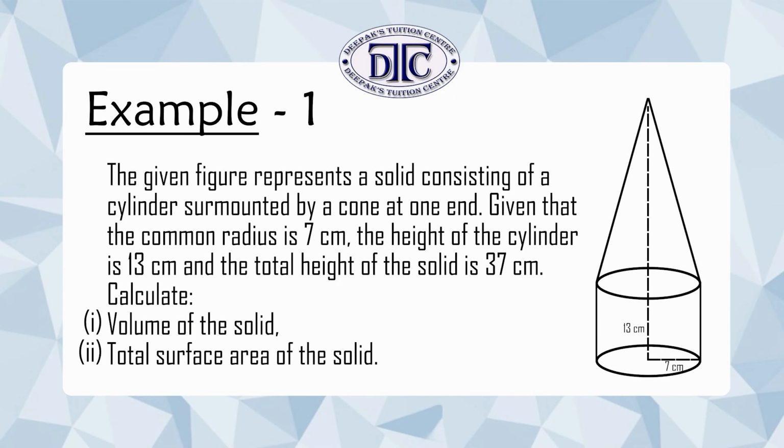The given figure represents a solid consisting of a cylinder surmounted by a cone at one end. Given that the common radius is 7 centimeter, the height of the cylinder is 13 centimeter, and the total height of the solid is 37 centimeter, calculate subpart 1, the volume of the solid, and subpart 2, the total surface area of the solid.